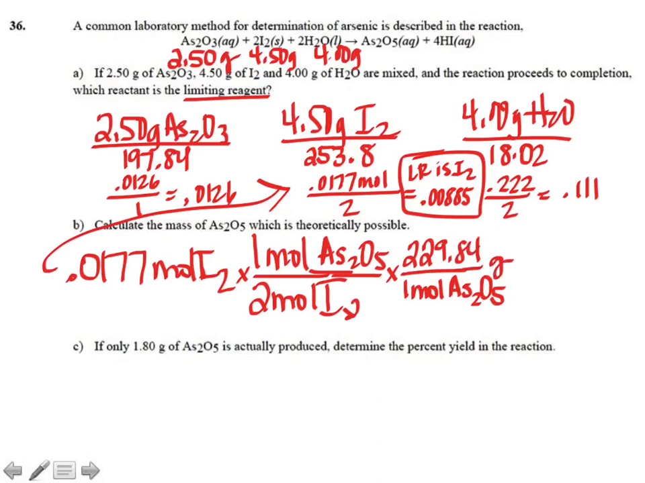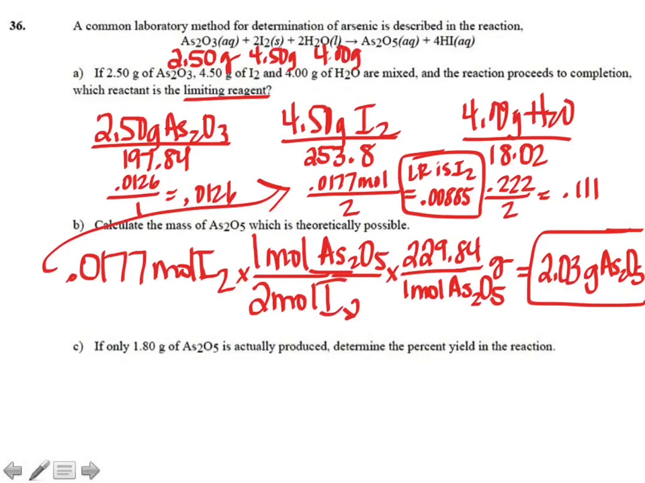And what do we get for our theoretical yield? 2.034, so 2.03 is our theoretical yield. So theoretically, that's what we should get.